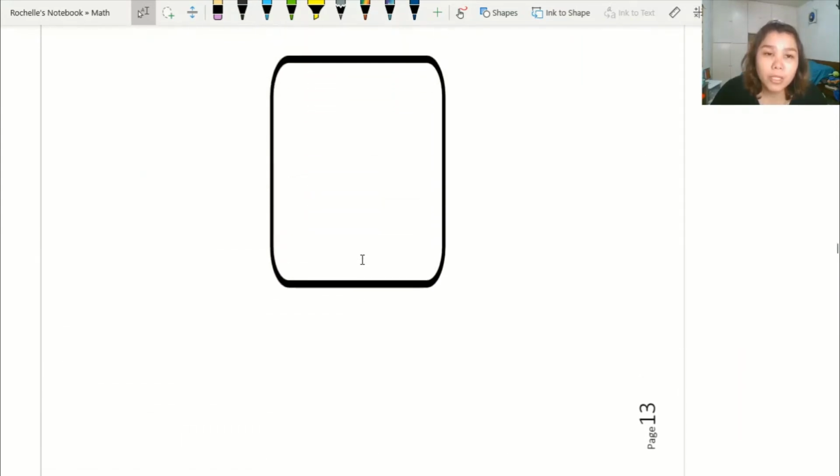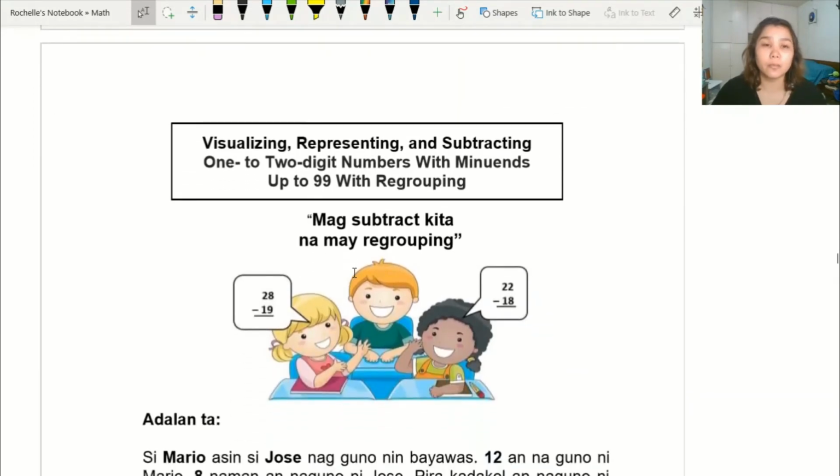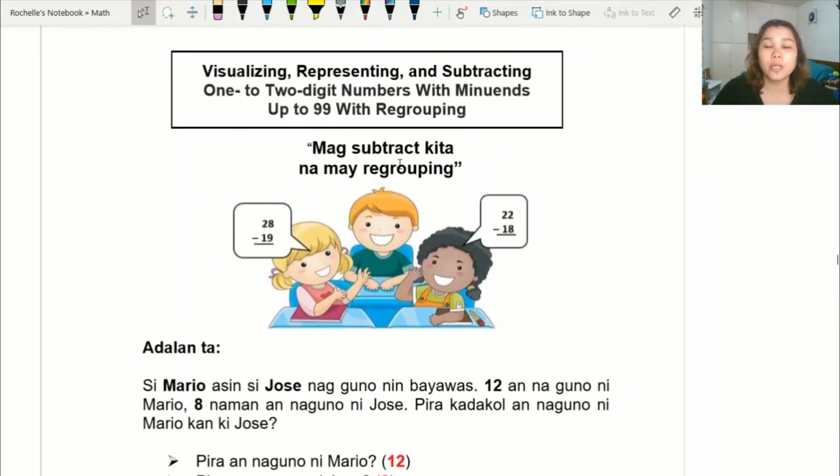And try to finish everything in the task so that we can proceed with the next part. So, this is now level 3: visualizing, representing, and subtracting 1 to 2-digit numbers with minuends up to 99 with regrouping. So, this is the challenging part. But don't worry, I'll show you in detail how to do it. So, we will subtract with regrouping.